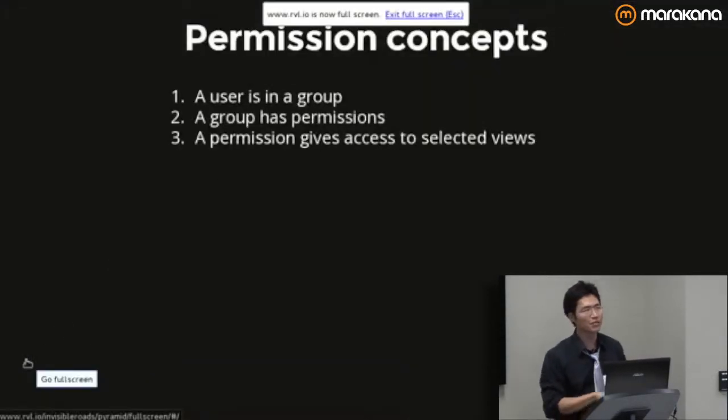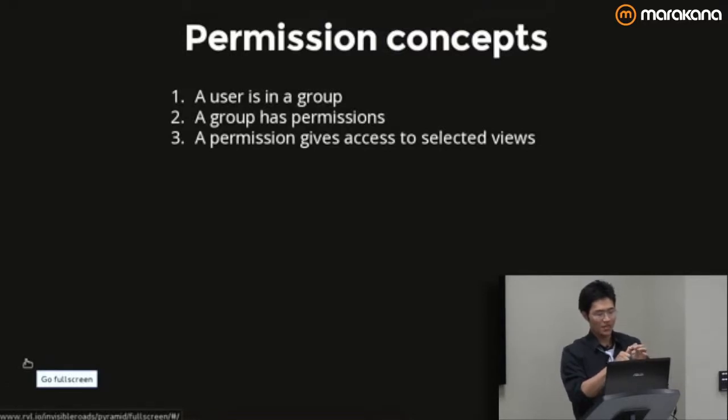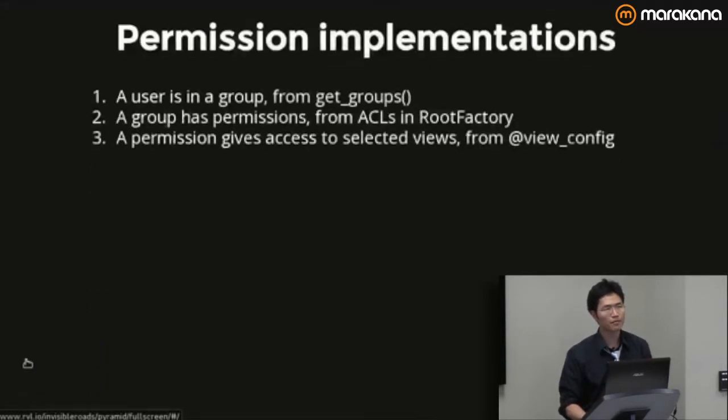So permissions in Pyramid. When somebody accesses your application, we'll call that person a user. A user is in a group. Each group has a set of permissions, and a permission gives that user access to selected views. When you implement this, the place where you define, given a user ID, what groups that user is in, is getGroups, which I'll show you soon.